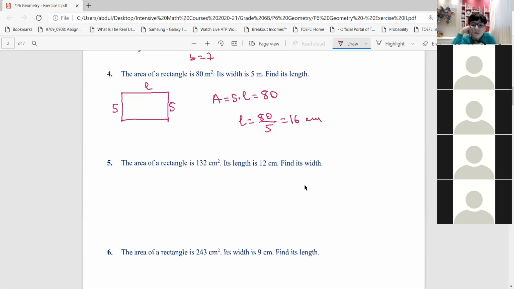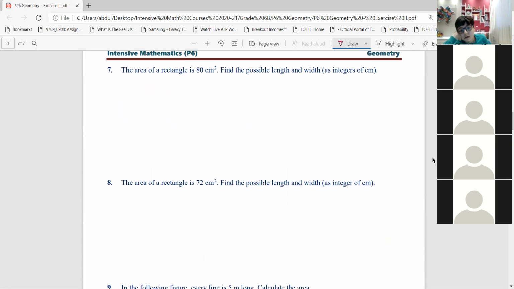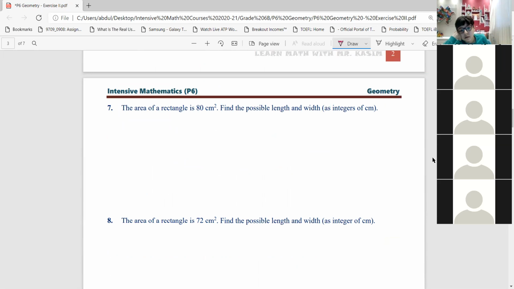And how about question 5? Again, similar thing, right? Area equals width times length. Length is given as 12. Area is equal to 132. And what is width? It is equal to 132 over 12, which is equal to 11 centimeters. Okay. All right. Good. Guys, question 7 and 8. Let's do first question 7. So question 7, you have 1.5 minutes. Write all the possible answers.